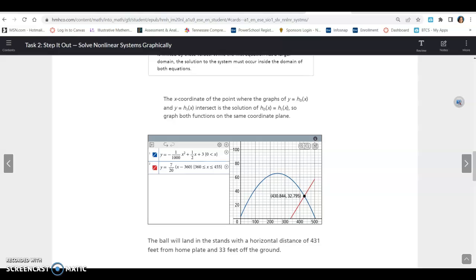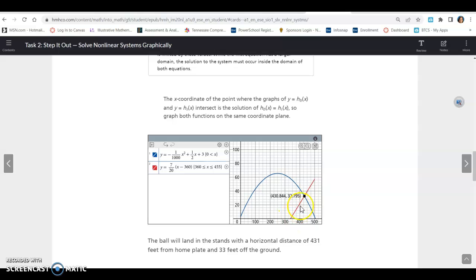It says the coordinate of the point where the graph of y equals h sub b of x and y equals h sub s of x intersect is the solution of this system. So graph both functions on the same coordinate plane. Similar to what we did in the last task, you're going to go to y equals and type in your first function, then go to y equals and type in your second function. You don't necessarily have to enter the domain. You can if you want to. This just shows you these can't be negative, and this one is going to be between 360 and 455.